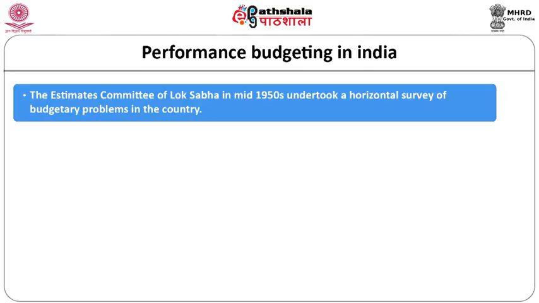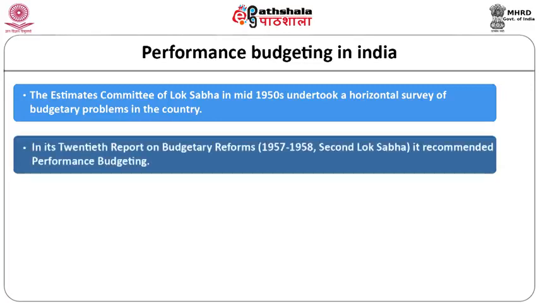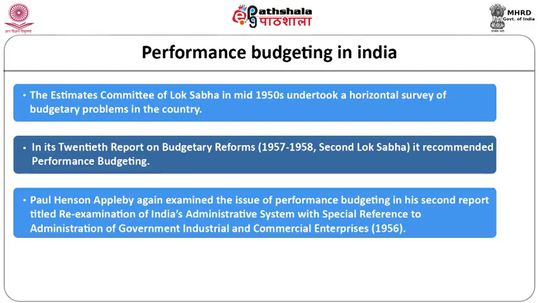India also, particularly in the form that during the 1950s the Estimate Committee of Lok Sabha undertook a survey of budgetary problems in the country. In its 20th report on budgetary reforms, 1957-58, second Lok Sabha, it recommended that India should also adopt performance busting. And as a result of that recommendation, Paul H. Appleby examined the issue of performance busting in his second report titled Re-examination of India's Administrative System with special reference to Administration of Government, Industrial and Commercial Enterprises, 1956.